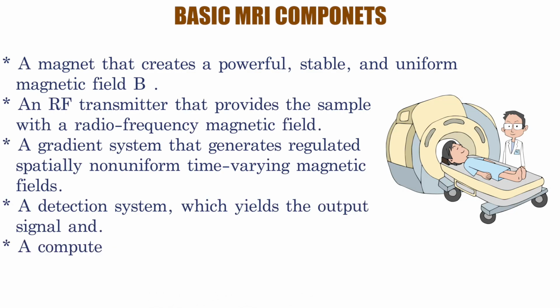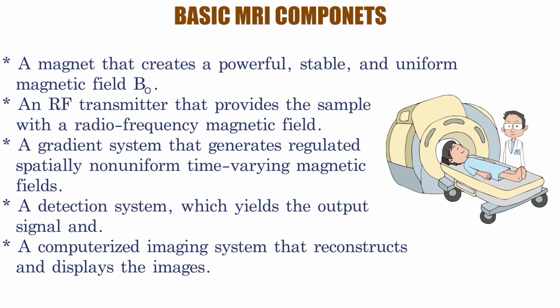A magnet which creates a powerful, stable and uniform magnetic field B naught. An RF transmitter which provides the simple radio frequency magnetic field. A gradient system which generates regulated, especially non-uniform time varying fields along three directions with x, y and z gradient coils. A detection system which yields the output signal, and a computerized imaging system that reconstructs and displays the images.